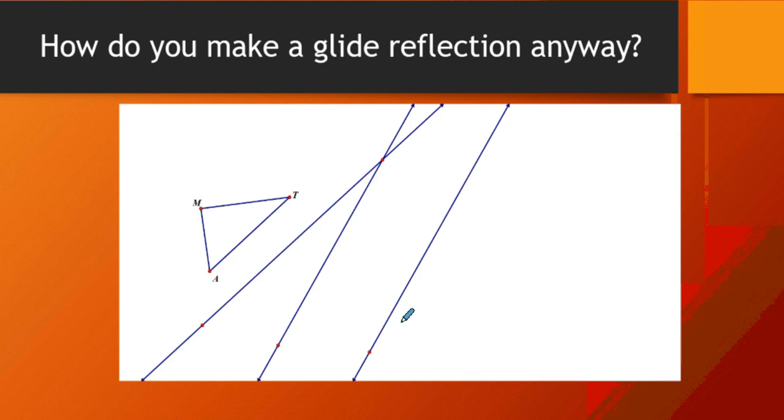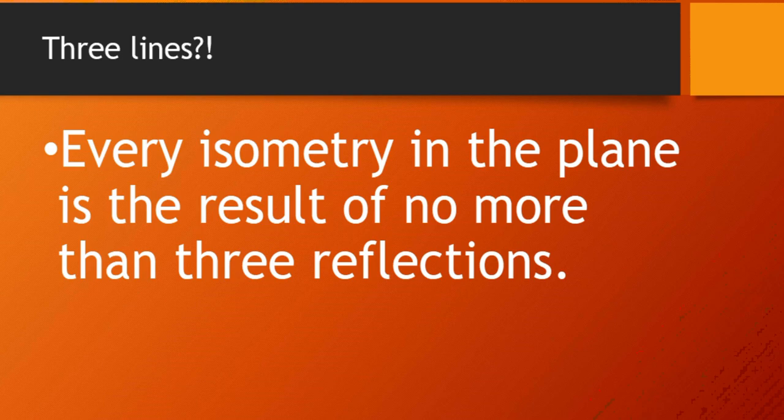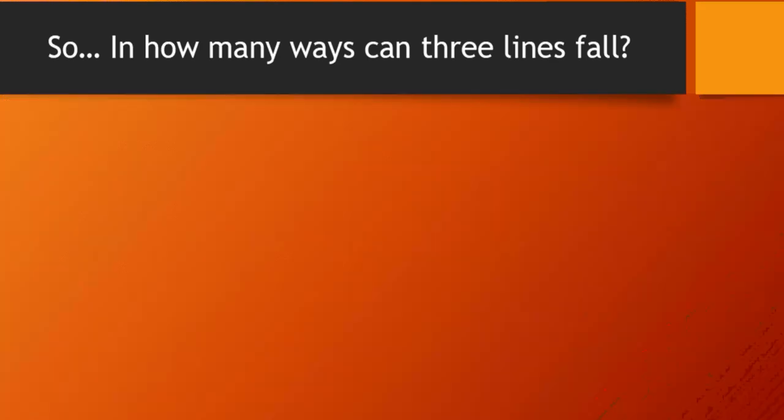So it gives us a chance to think about three lines. It turns out that every isometry in the plane is the result of no more than three reflections. Everything we could imagine doing in the plane, we can do with no more than three reflections. So it bodes well for us if we consider in how many ways can three lines fall.